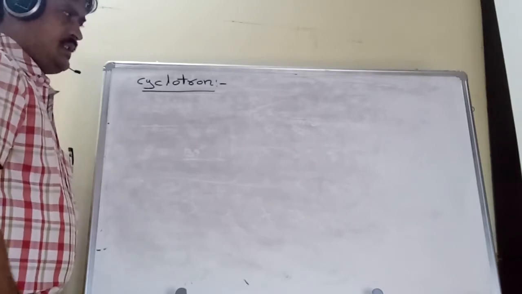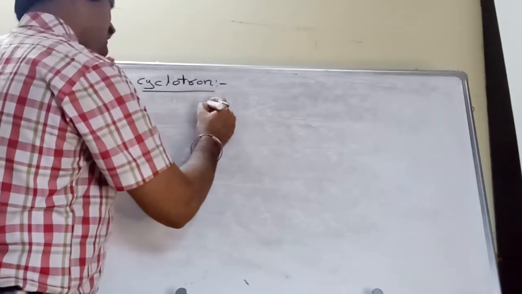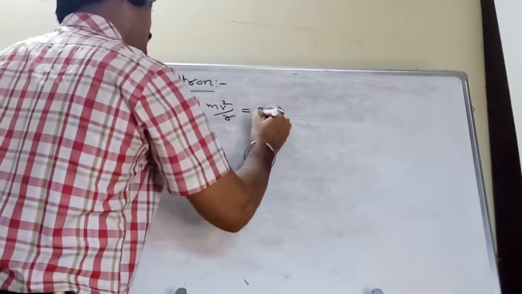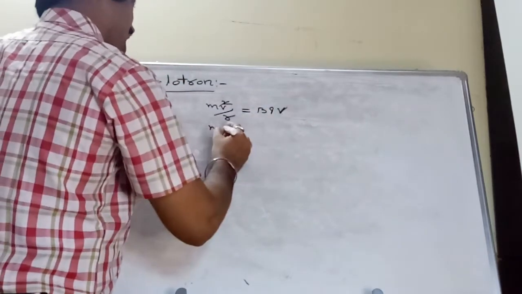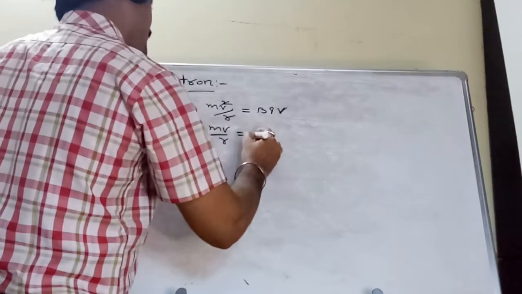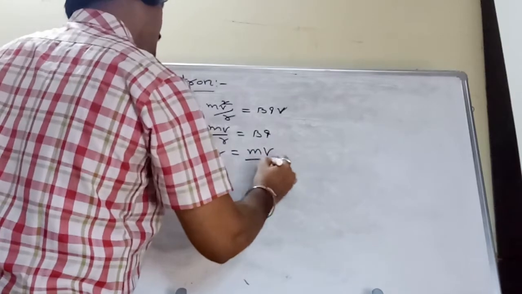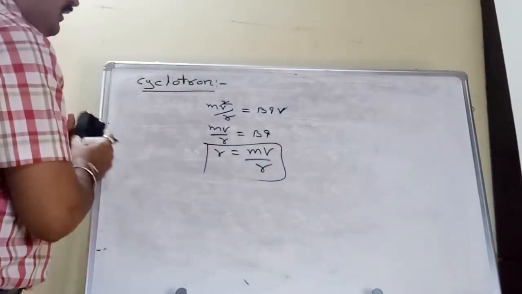Here the centrifugal force is balanced by the magnetic force, that is mv square by r equal to bqv. So we cancel, mv by r equal to bq. So r equal to mv by bq. This is the radius of the particle.